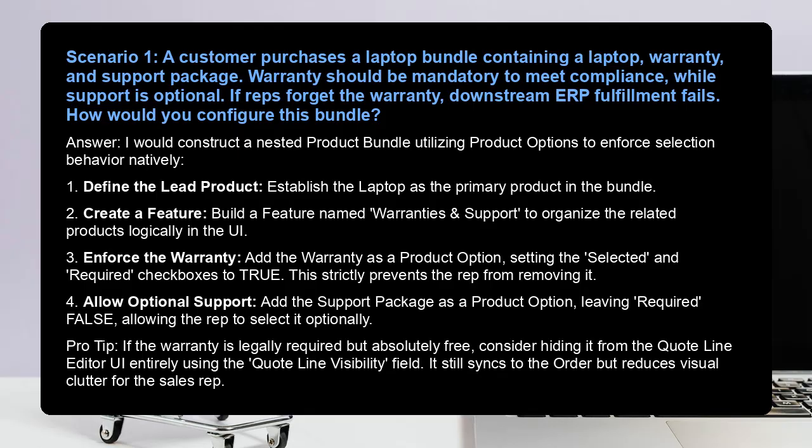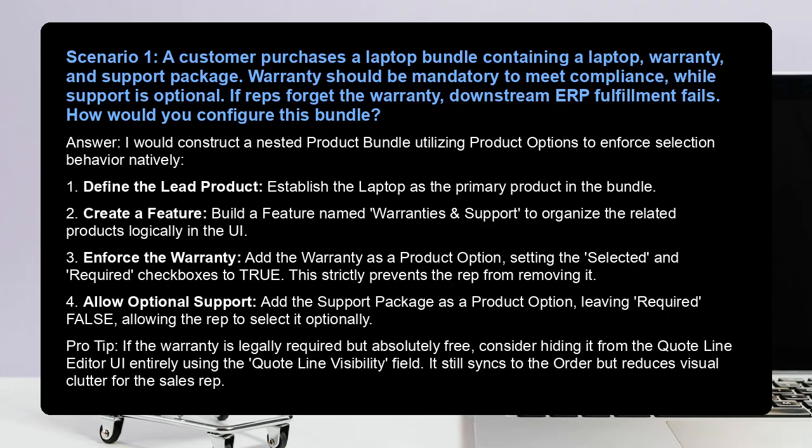Scenario 1, a customer purchases a laptop bundle containing a laptop, warranty, and support package. Warranty should be mandatory to meet compliance, while support is optional. If reps forget the warranty, downstream ERP fulfillment fails. How would you configure this bundle? Answer: I would construct a nested product bundle utilizing product options to enforce selection behavior natively.